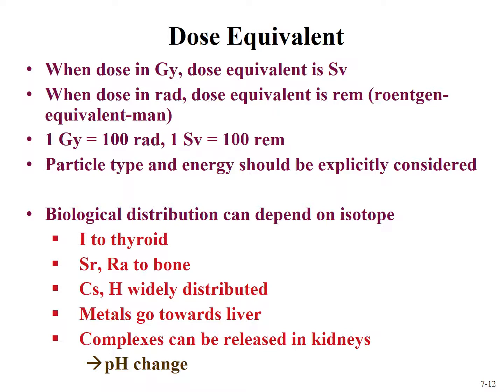The biological distribution of an isotope can also be an important consideration when one evaluates internal dosimetry. And here are some examples of distribution of certain radionuclides. For instance, thyroid is a known collecting point for iodine. Calcium in the bone will mean that divalent metal ions such as strontium and radium go to the bone. Complexes, so metal ligand complex, when it goes to the kidney, there's a pH change, there's a decrease in pH. So complexes can be released, so metal ions can be released at these lower pHs. So these will have different effects on different parts of the body.